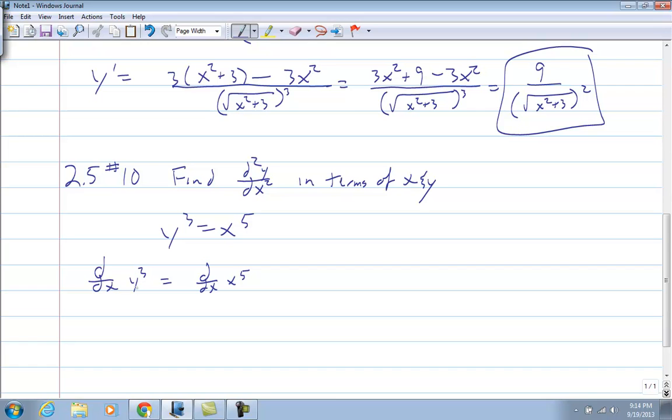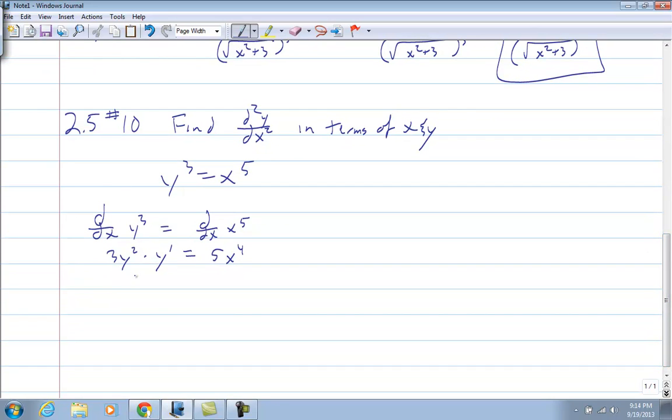So d/dx of y cubed is 3y squared times y prime, because y is a function of x, but we don't know what that function is, so we leave it as y prime, or you could leave it as dy/dx if you like that notation better. Equals the derivative with respect to x of x to the fifth, which is 5x to the fourth. So we have 3y squared y prime equals 5x to the fourth. I'll divide both sides by 3y squared. Y prime is equal to 5x to the fourth over 3y squared.